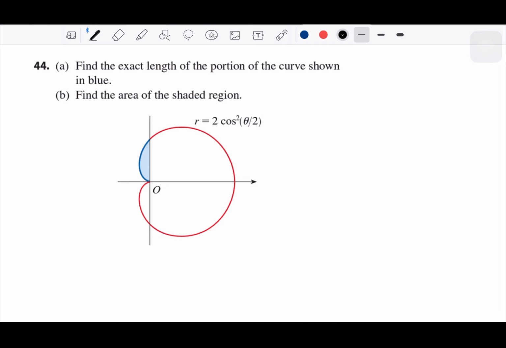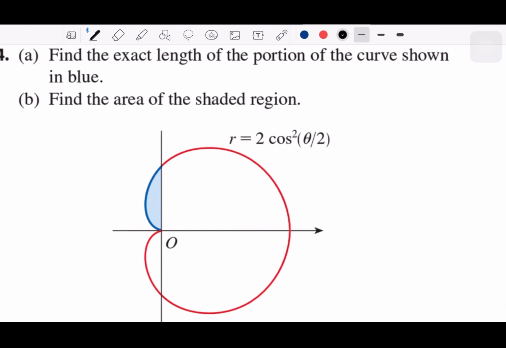Okay, notice that the curve has equations with theta over 2 in the functions. In some cases you need to use a double angle formula to simplify your answer. And if you still remember, this is a cardioid, right? Cardioid.